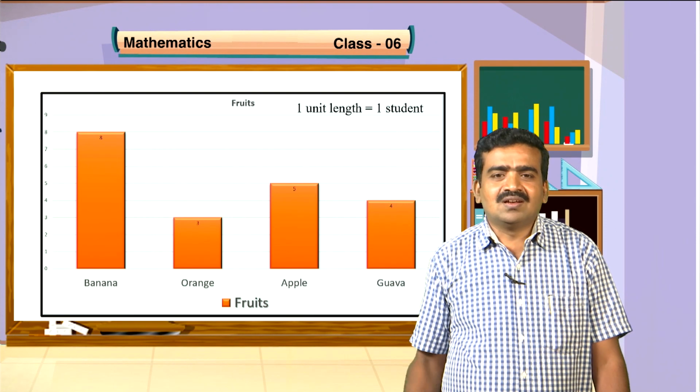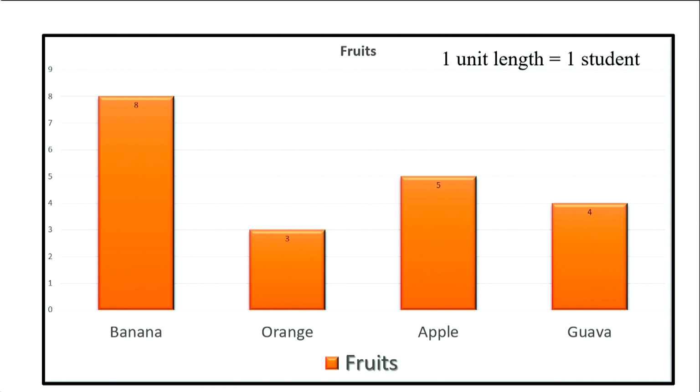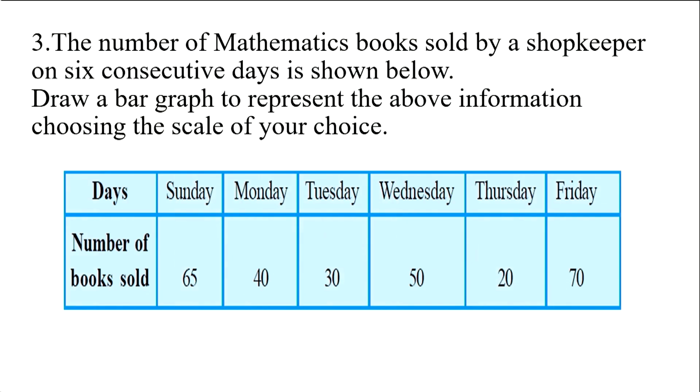So, that means by seeing this bar graph we can come to the conclusion that orange is preferred by 3 students and banana is preferred by most of the students, that is 8 students preferred banana. The least number of students preferred orange, which is 3. So, this is how we can interpret the data.